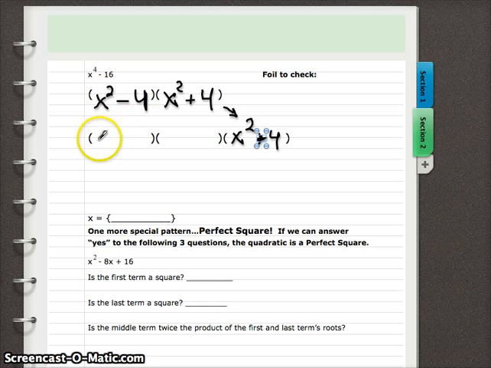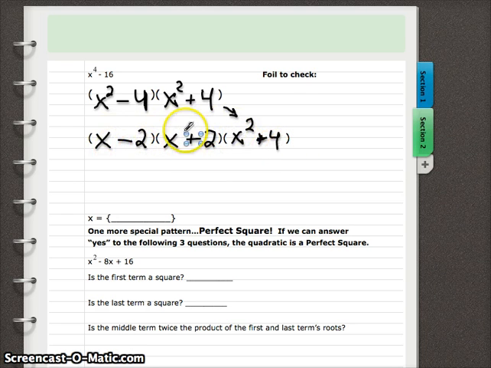We can take the square root of the first term again, x squared. The square root of x squared is x. So we're going to put that in the first spot of each parenthesis. The square root of 4 is 2, so we're going to put that there. Put the minus first, the plus second. And now we have three sets of binomials here.